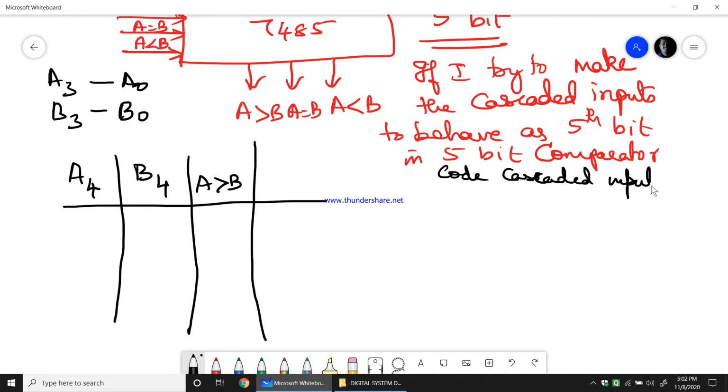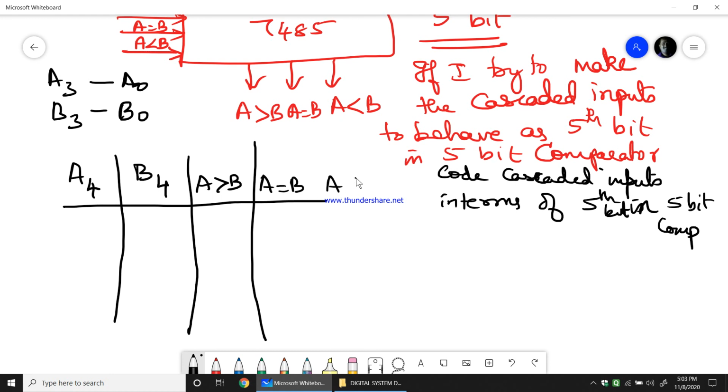in terms of the 5th bit in the 5-bit comparator. So that is what I am doing. I am coding the cascaded inputs in terms of the 5th bit in the 5-bit comparator. So for that we need to write a K-map again.